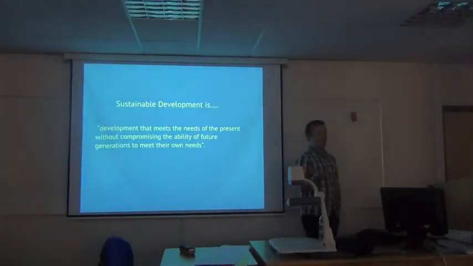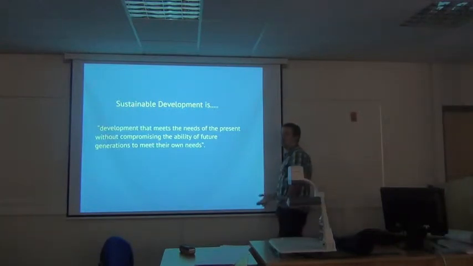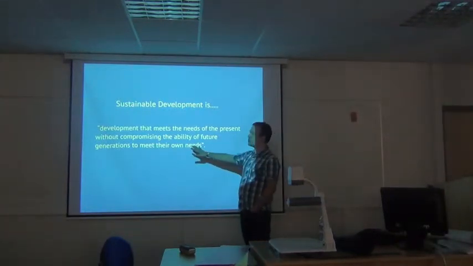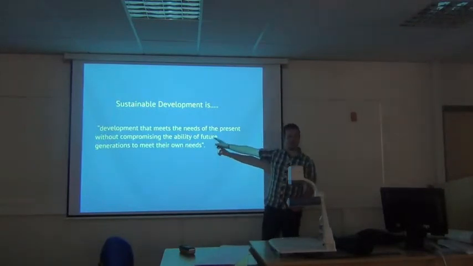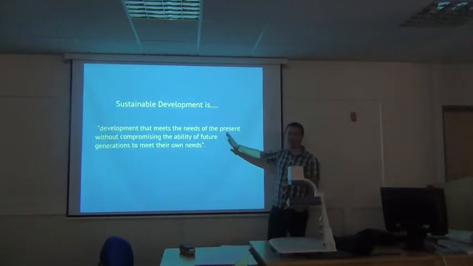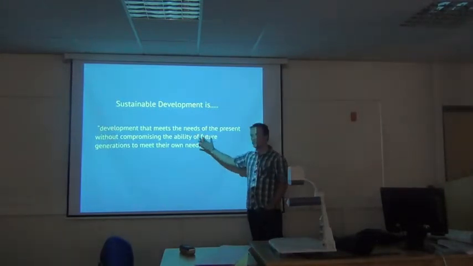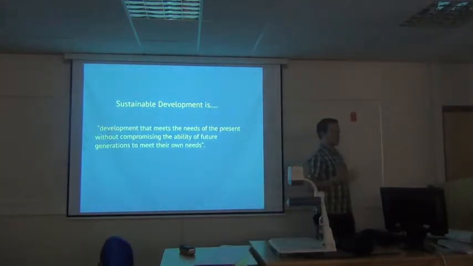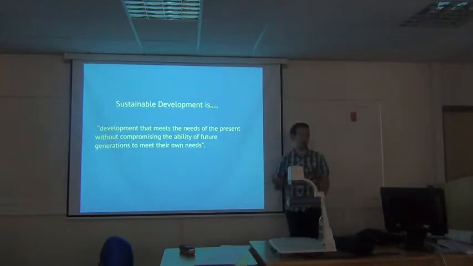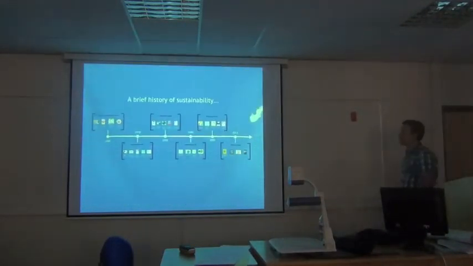So the idea is we need to use resources to live now, don't we? We need to use oil, we need to use building materials, we need to use food. But we shouldn't use them in such a way that our children and our children's children and our children's children's children cannot do the same thing. So very simply put, if we use all the oil in the ground, what's left? Nothing. How do we meet other generations' needs? This is the most enduring definition of sustainable development, and you'll hear this a lot. Okay, so just with that in mind, let's see how this came about.